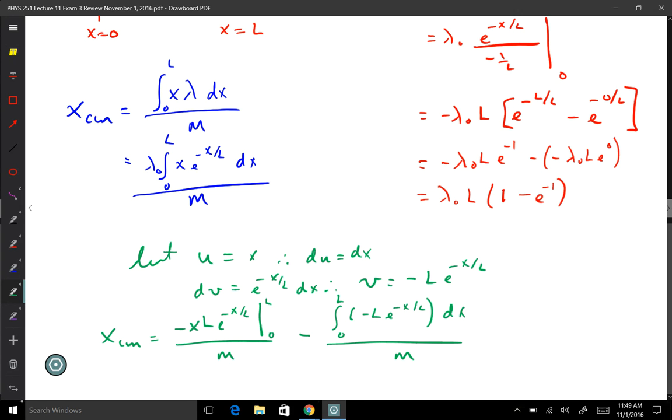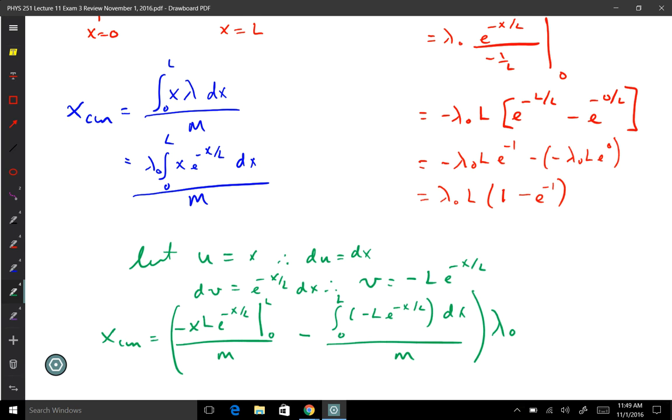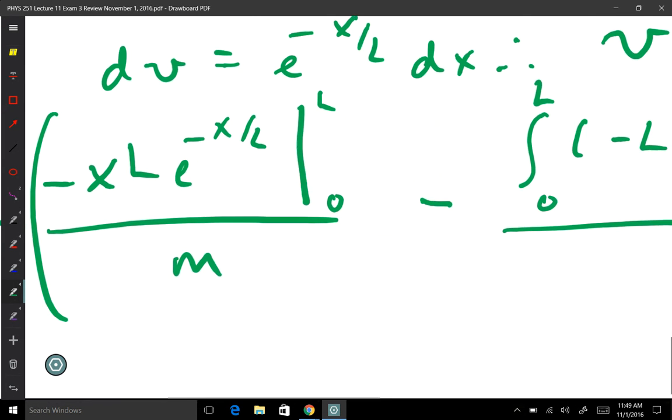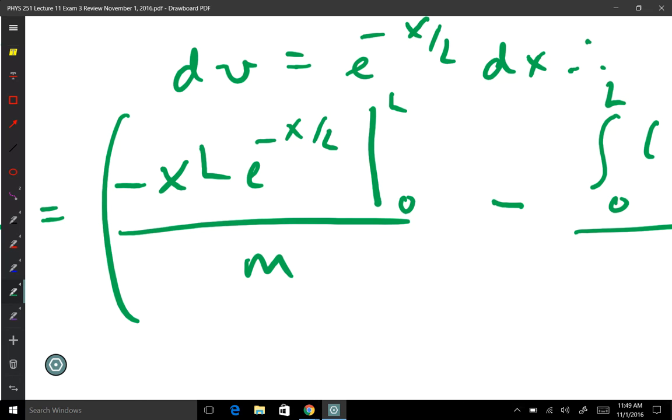When I do this integral, it's again the same integral, e to the minus x over L. And so I know that's going to give me, I forgot something, didn't I? Yes, I forgot the lambda zeros. And I'm out of space. The way to cheat when you run out of space.